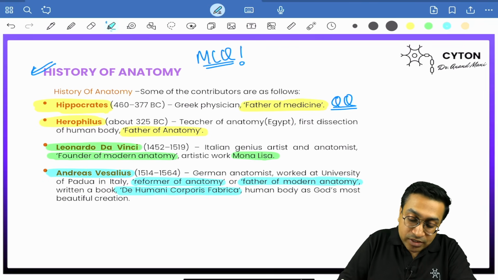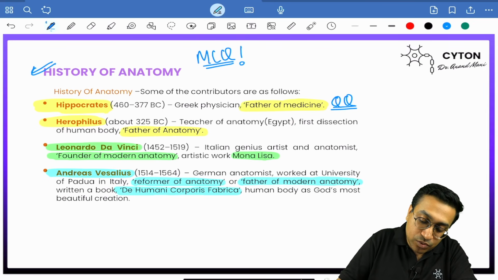So you should know these names. Again, these are asked in your MCQs. These are all MCQs: founders, fathers.